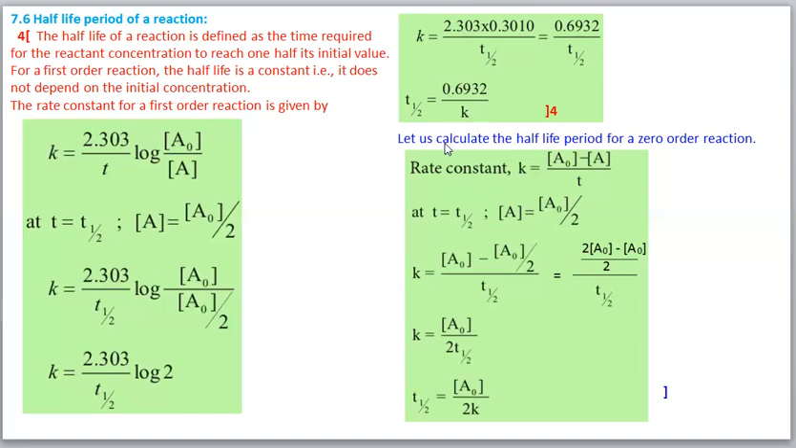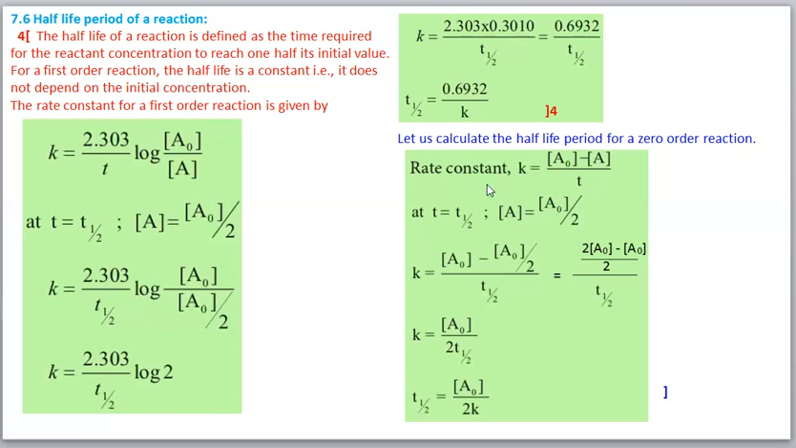Okay, then again you see here this half-life period. In this expression you see there is no concentration term. There is no concentration term. This is simply a number. This is a constant. So for a first-order reaction, half-life period is independent of the initial concentration of the reactant. Okay, let us calculate the half-life period for a zero-order reaction now. This is for a first-order reaction we calculated the half-life period. Now we can calculate the half-life period for a zero-order reaction.